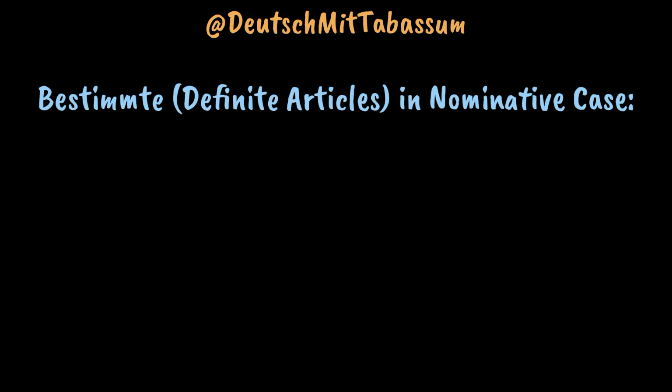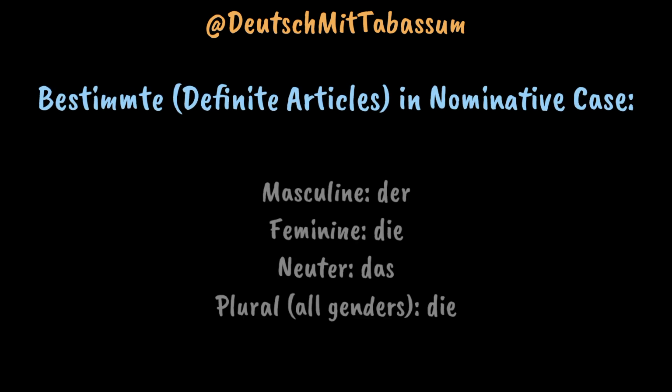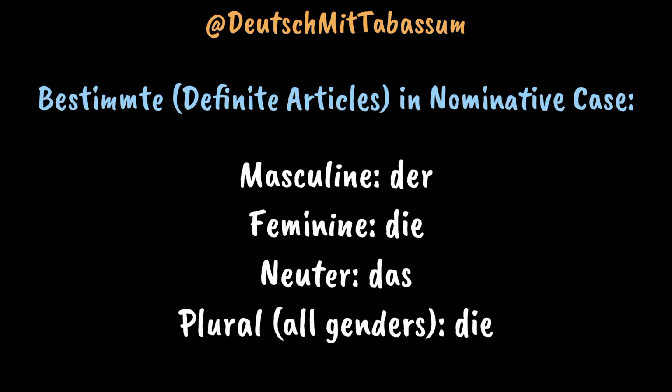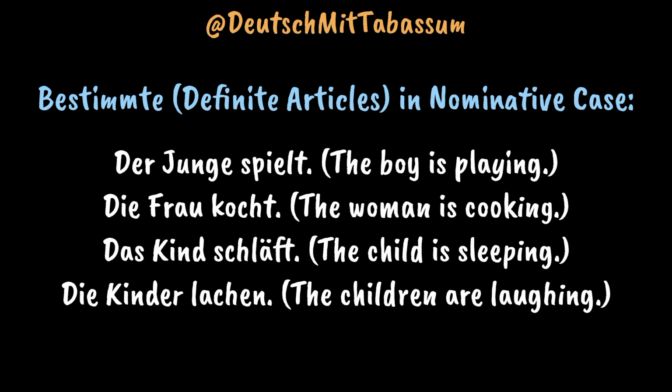The first one we have is the bestimmt article, that is, the definite articles in the nominative case. For masculine we have der, for feminine die, neuter das, and for plural of all genders it is die. The examples are as follows for each gender. Der Junge spielt, die Frau kocht, das Kind schläft, die Kinder lachen.